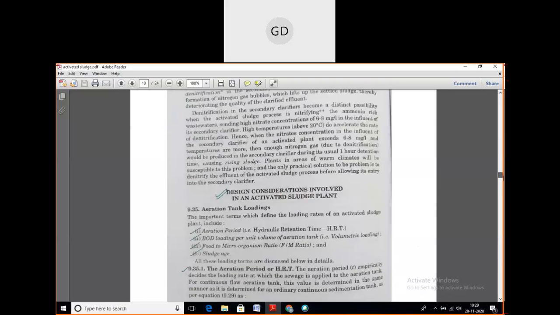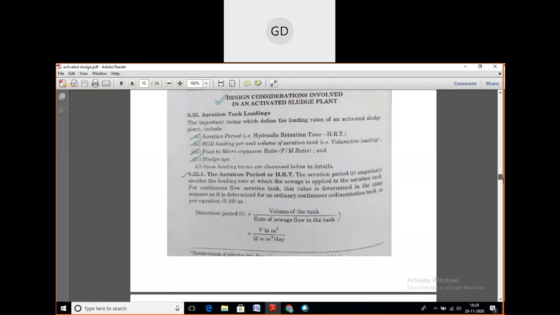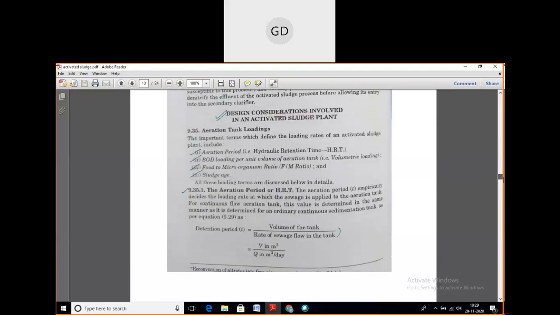Okay, so there are certain design considerations involved in an activated sludge plant. Those are, number one, your aeration period. This aeration period is also known as your hydraulic retention time. Just now in the video, they have told about all these things, but let us see the formulas. So your first one is your aeration period, that is your hydraulic retention time, and in short it is written as HRT.